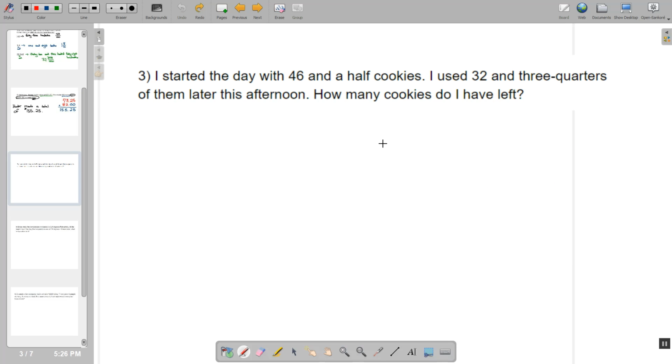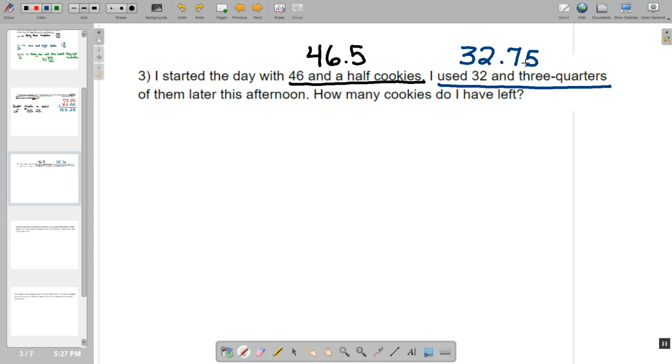I started the day with 46 and a half cookies. Well, we're working with decimals, so this probably needs to be written as 46 and 5/10. Then it says I used 32 and 3/4 of them later this afternoon. So use 32 and 3/4. Well, a quarter is 25 cents or 25 hundredths of a dollar. So 3/4 would be 75 cents or 75 hundredths of a dollar, giving us this number written as a decimal.